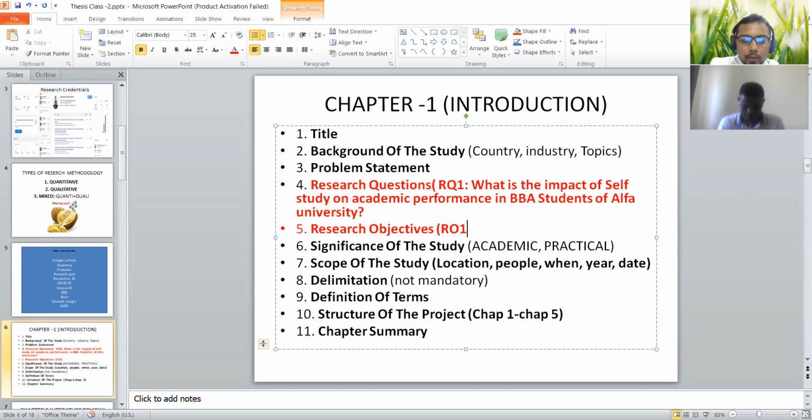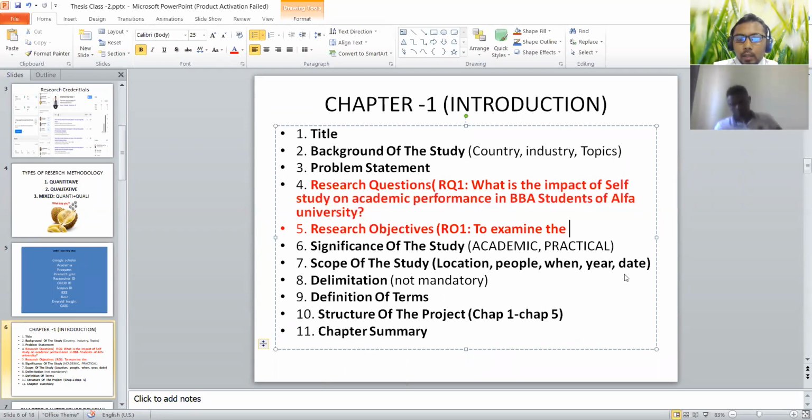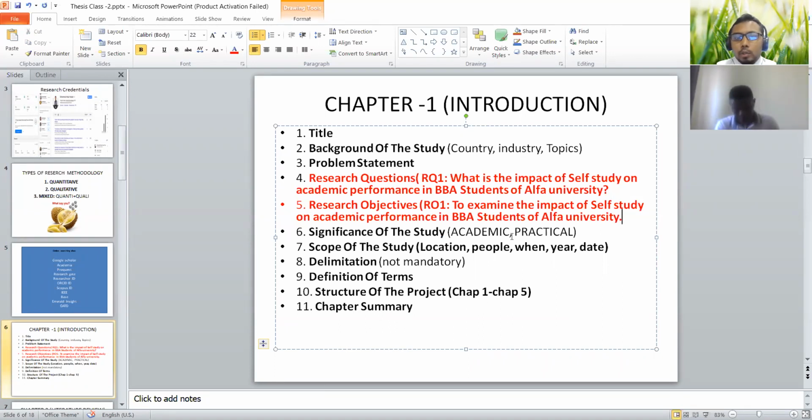Research objective 1: to examine the, just copy from the research question, then you can paste here, full stop. The research objective ends with a full stop, the research question ends with a question mark. So you see how easy it is and how it's linked from one to another. Research question and research objective are linked with chapter 2, the framework.